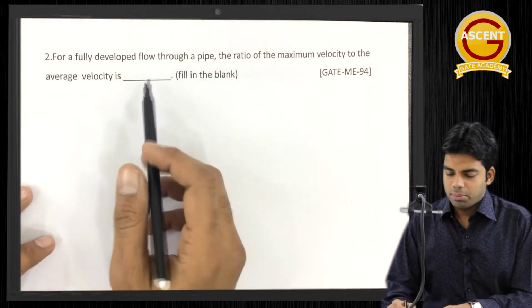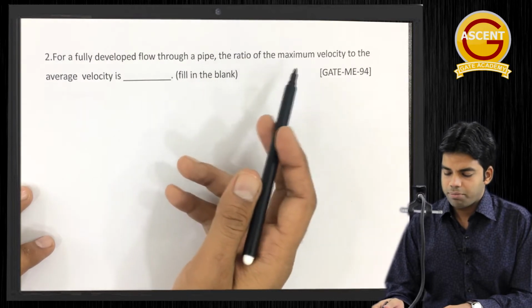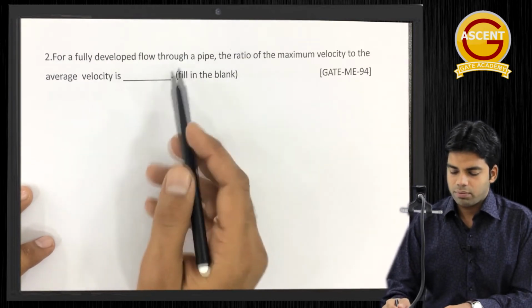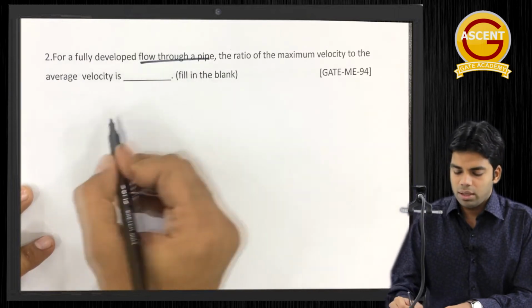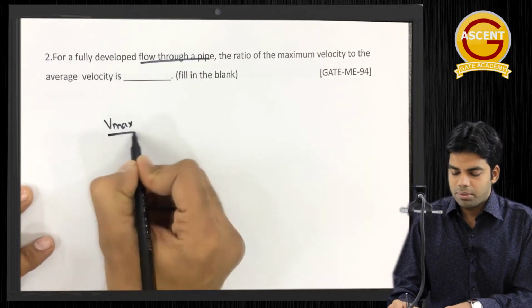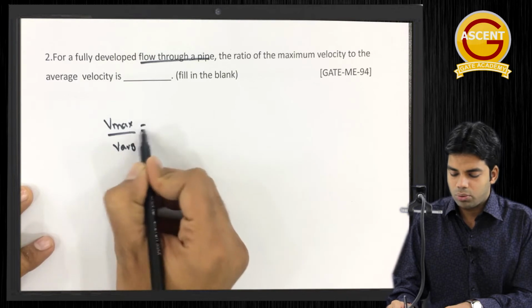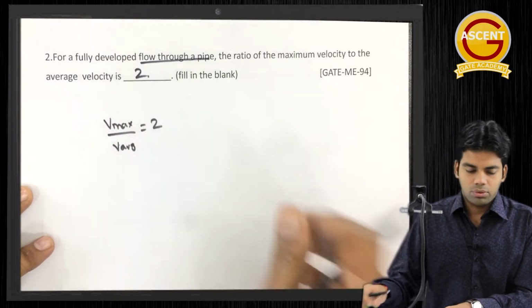For a fully developed flow through a pipe, the ratio of maximum velocity to average velocity. Flow through pipe, fully developed flow through pipe, as I told you, the ratio of maximum velocity Vmax by V mean, V average, is nothing but 2.